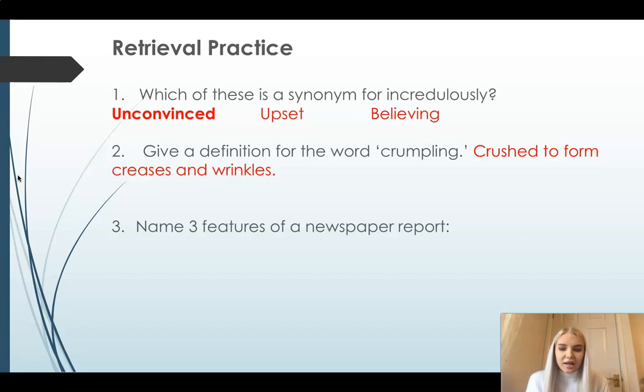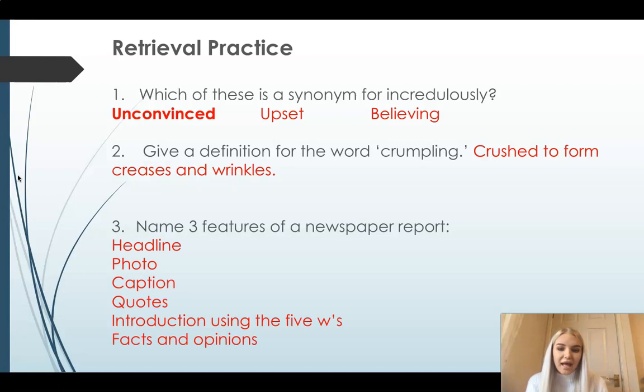Okay. And finally, name 3 features of a newspaper report. I wonder if you remembered any of these. I wonder if you remembered that newspaper reports have a headline, a photo with a caption, quotes from the actual witnesses or the people that were there at the time. It has an introduction using the 5 W's, who, what, where, when, and why. And also it has a mixture of facts and opinions. But you only needed to name 3 of these, but I've got some more if you had any of these in your answer too.